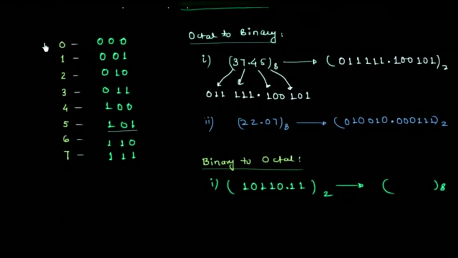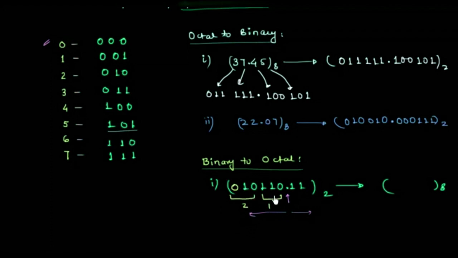We will again use this table. Binary to octal conversion is a little bit tricky as compared to octal to binary. In this case we have to make groups of 3 bits, and first we have to locate the binary point. This is the binary point, and for the integer part we have to move from right to left, and for the fractional part we have to move from left to right. In the first group we have 1 1 0. In the second group we have 0 1 0. I can add 0 here to make this 3 bits. Adding 0 here will make no difference in the number. So this is the first group, this is the second group.